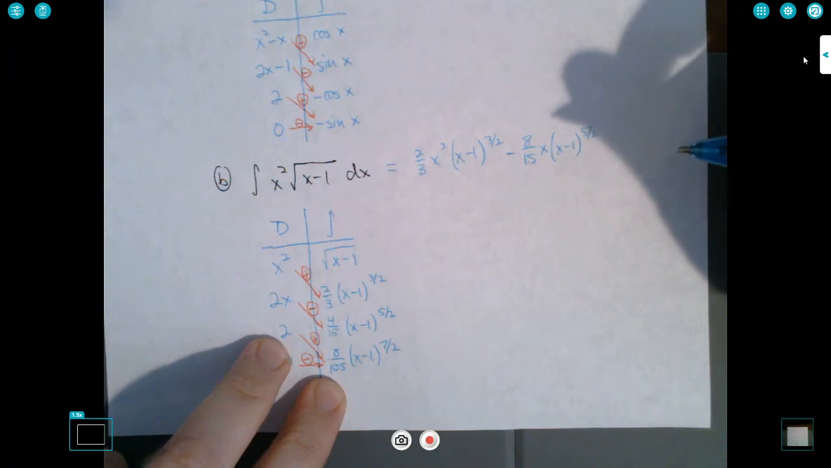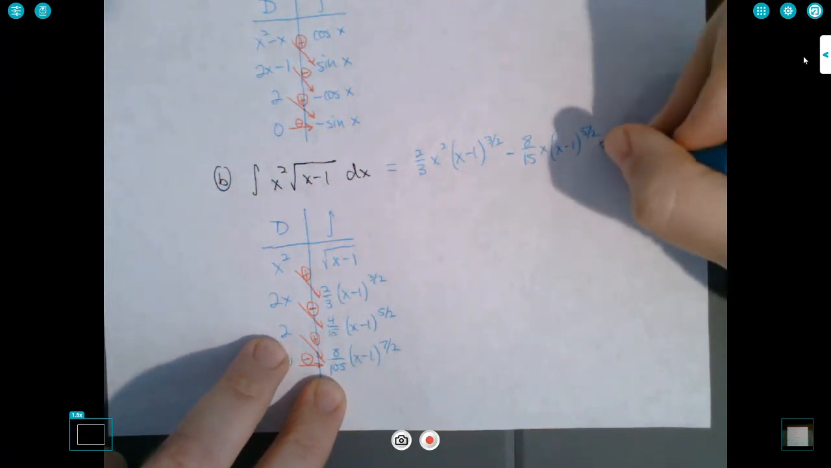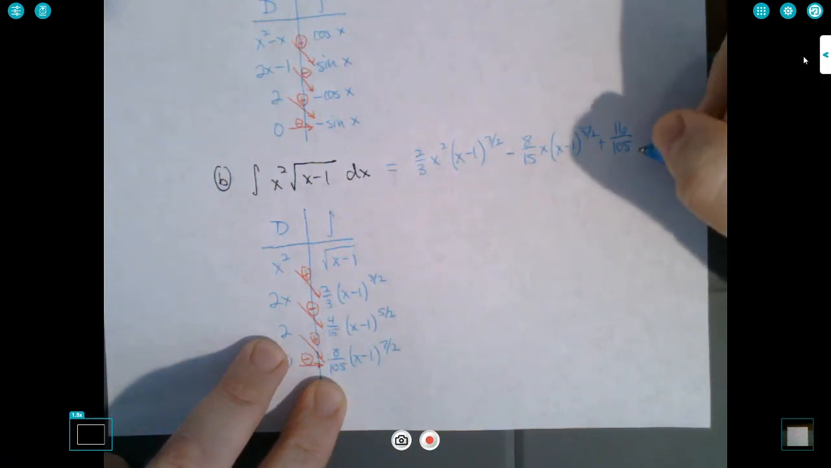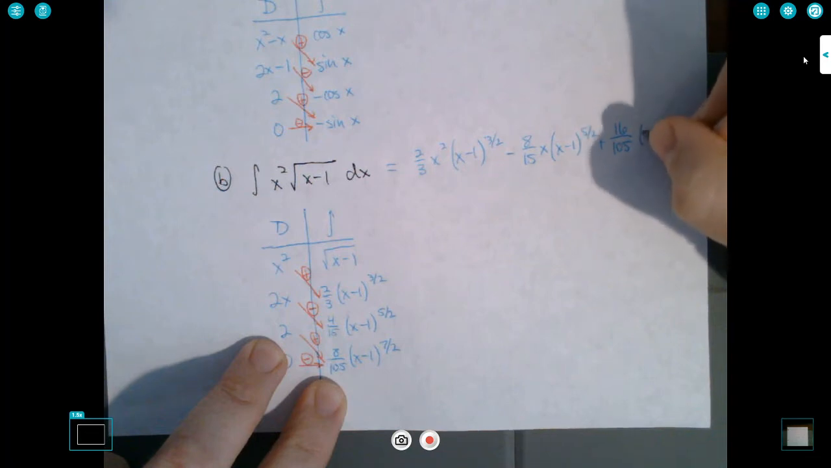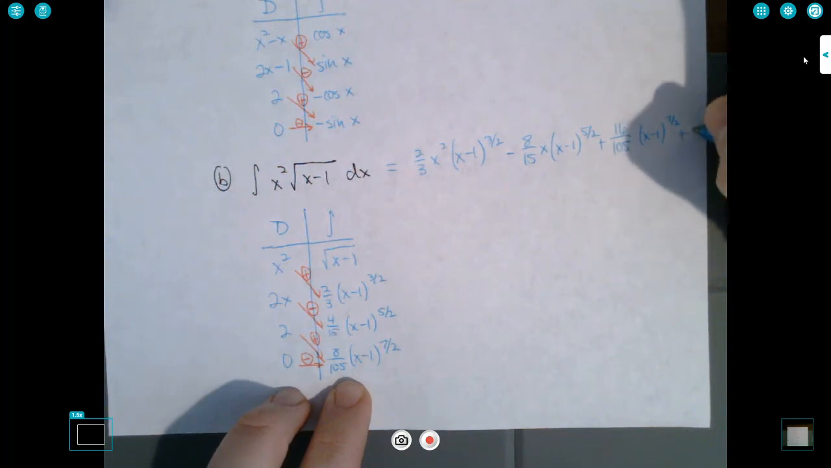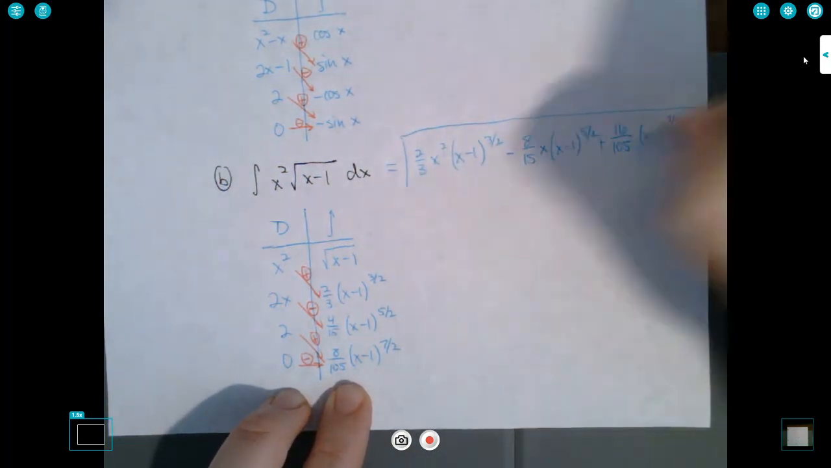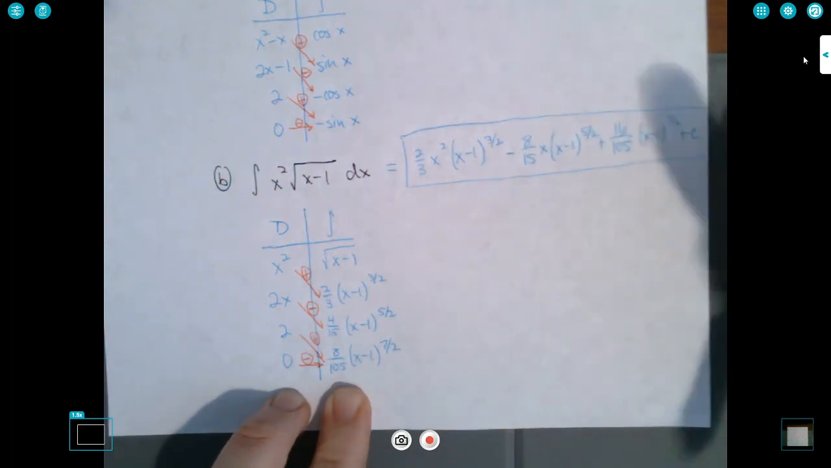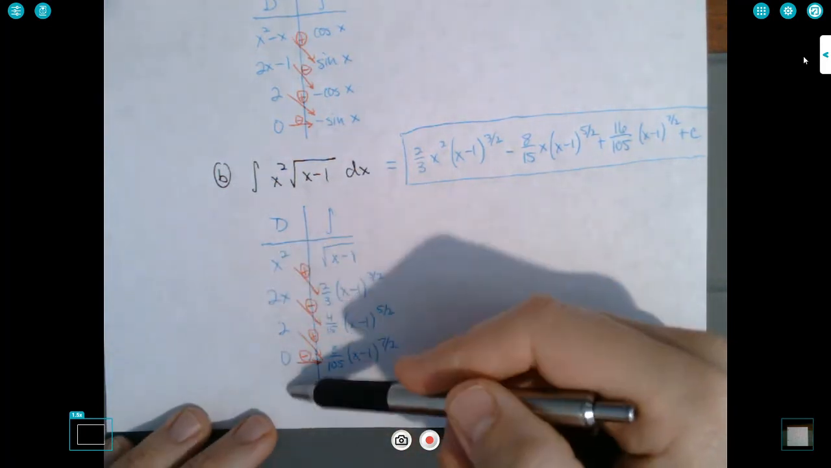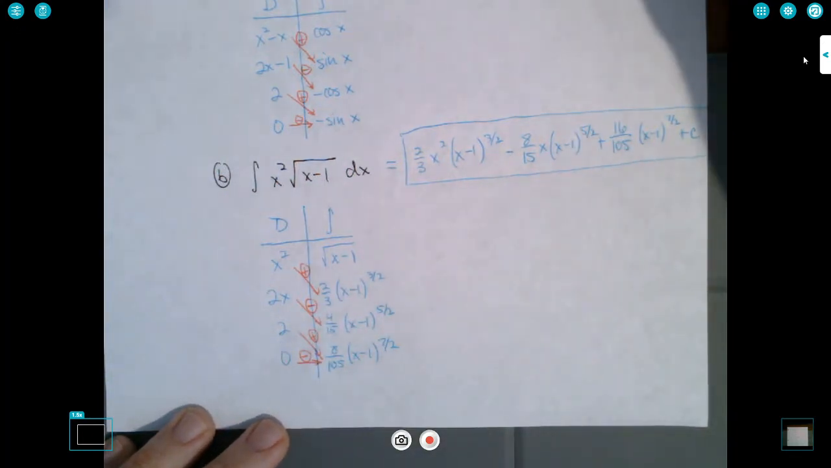Then I'm going to do plus 2 times 8 is 16, so I'm going to call it 16 over 105 times x minus 1 to the 7/2 power plus c. Okay, and that's that one. All right, so if you can choose something that kind of goes down to 0 for the thing to differentiate, then that'll work out just swell. Okay, let me give you an example where that doesn't happen though.